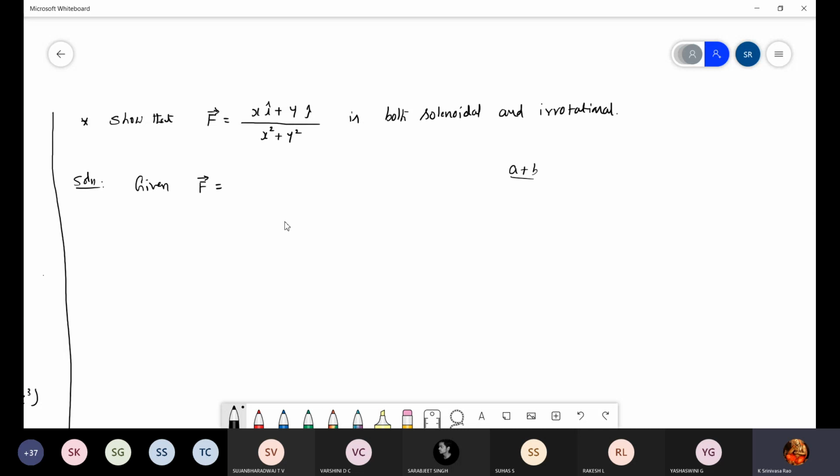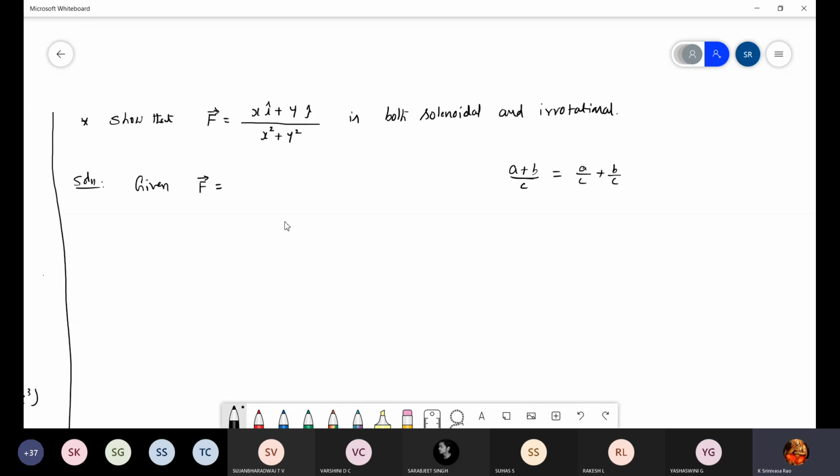A plus b by c can be written as a by c plus b by c. Very good. I can split the denominator. You will get a by c plus b by c. Similarly, you write our given vector, you have to divide.